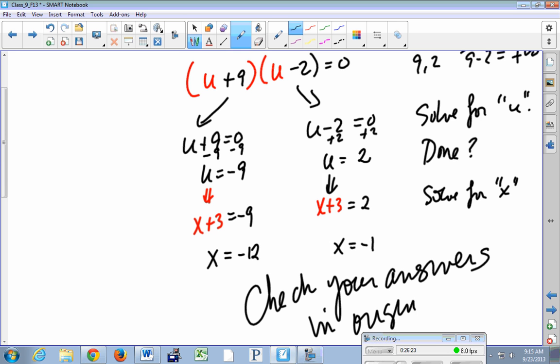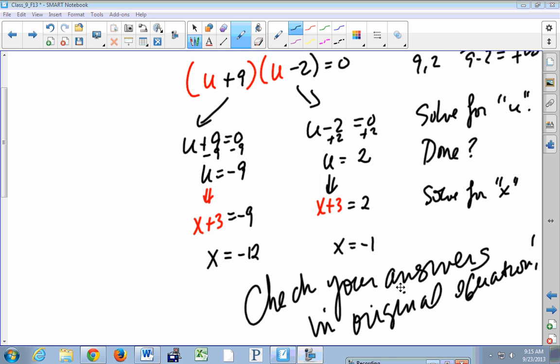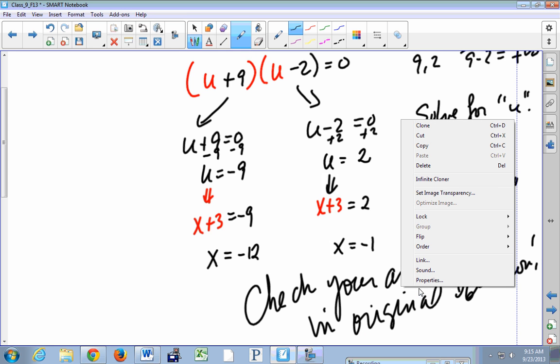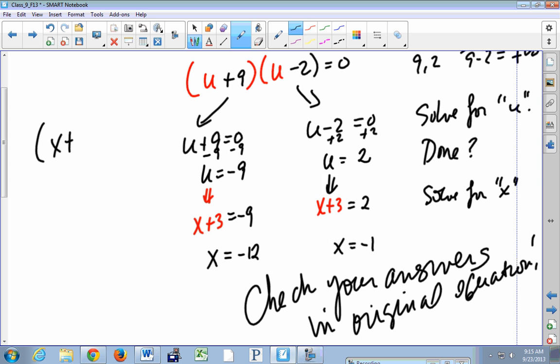In the original. Did anybody go ahead and check them before I got there? Ryan, I was hoping you had, but that's okay. All right, so you always want to check. Okay, let's go back and check. I feel funny not doing it. So what was it? X plus 3 squared, right? Plus 7 times x plus 3, minus 18 equals 0.